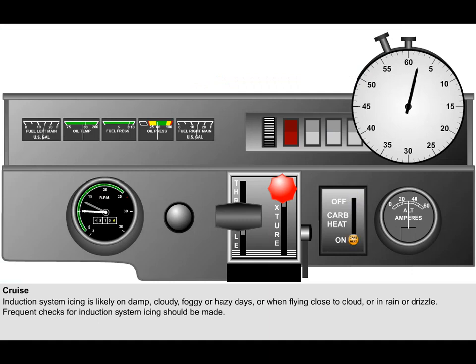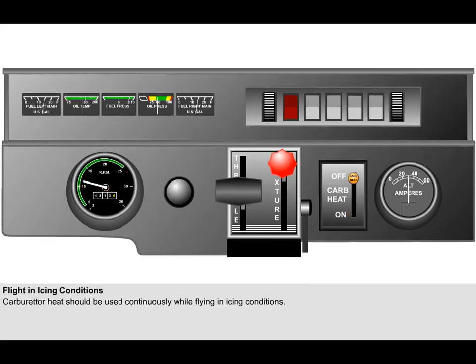Frequent checks for induction system icing should be made by selecting carburetor heat on for a period of between 15 to 30 seconds, noting the engine RPM prior to system selection, then the subsequent drop of engine RPM as heat is applied. Should either the engine RPM increase when carburetor heat is applied, or the engine RPM return to a higher figure than was apparent when carburetor heat was last selected off, then ice is present in the induction system. Carburetor heat should be used continuously while flying in icing conditions.